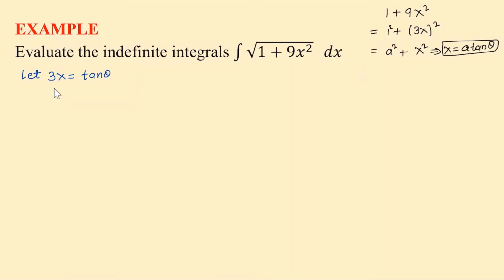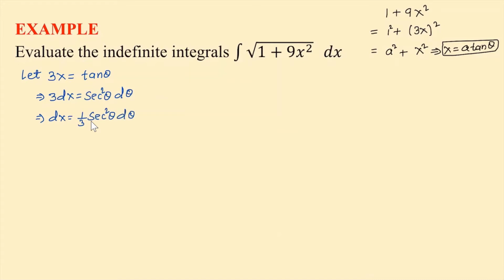If I find the derivative, I get 3 dx equals the derivative of tangent theta, which is secant squared theta, d theta. Because I'm making the substitution for dx, I have to find dx only. So divide both sides by 3. You get dx equals 1/3 secant squared theta d theta.